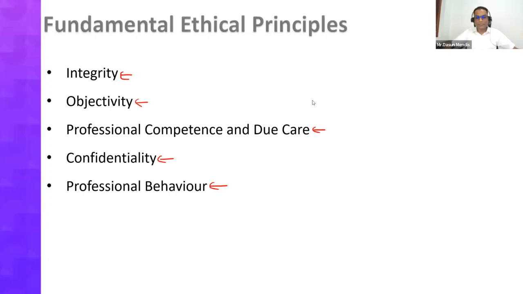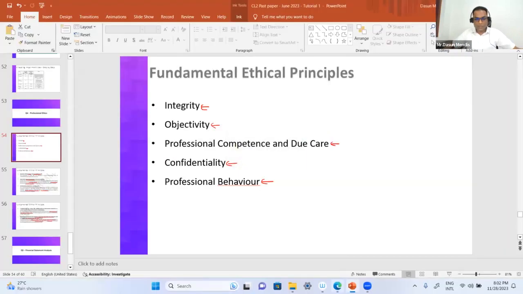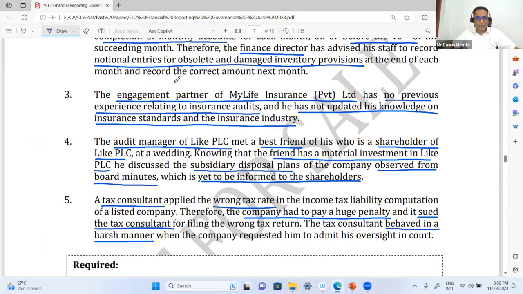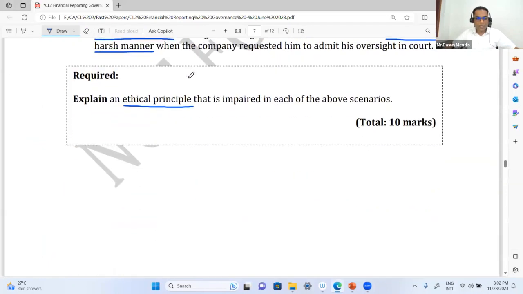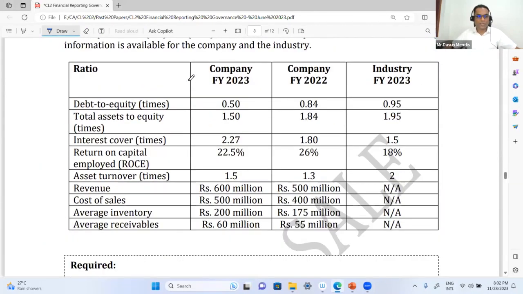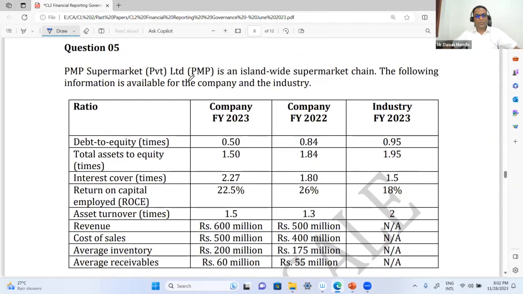Right. Okay. So with that, we are done with question number 4. Then we can move to question number 5. Question number 5, again as usual, is a question from financial statement analysis. In each and every CL2 paper, you definitely find a question from financial statement analysis, right?